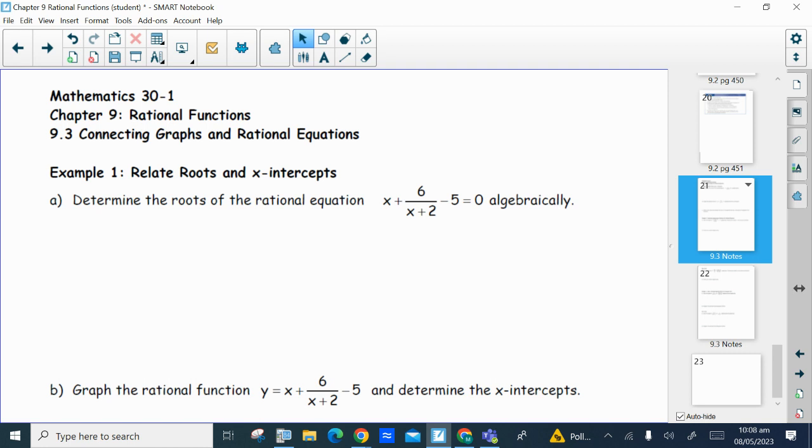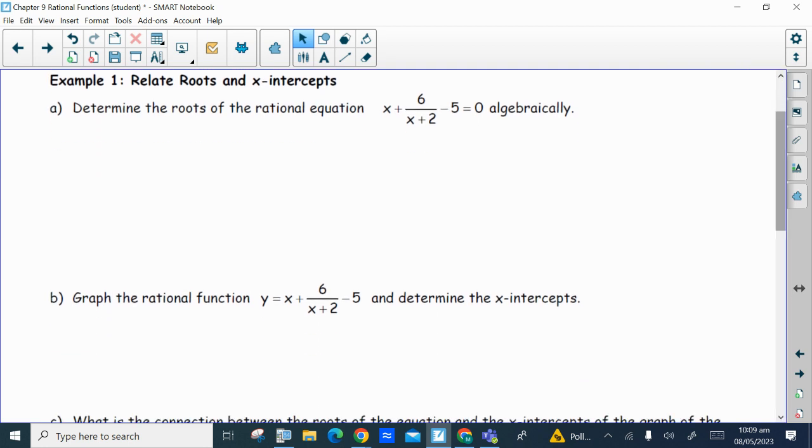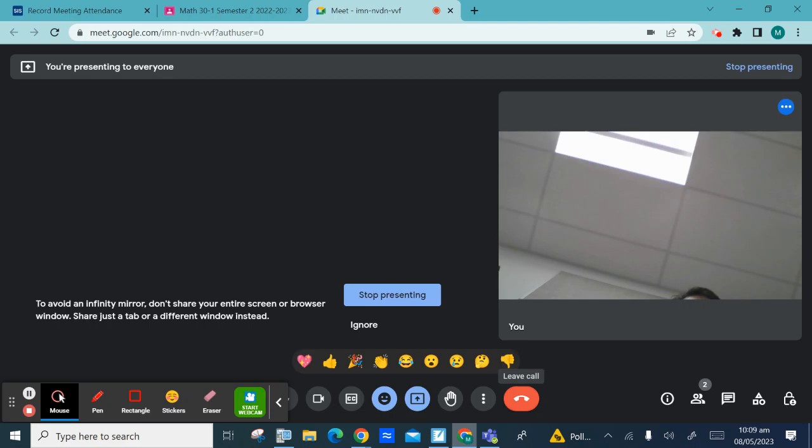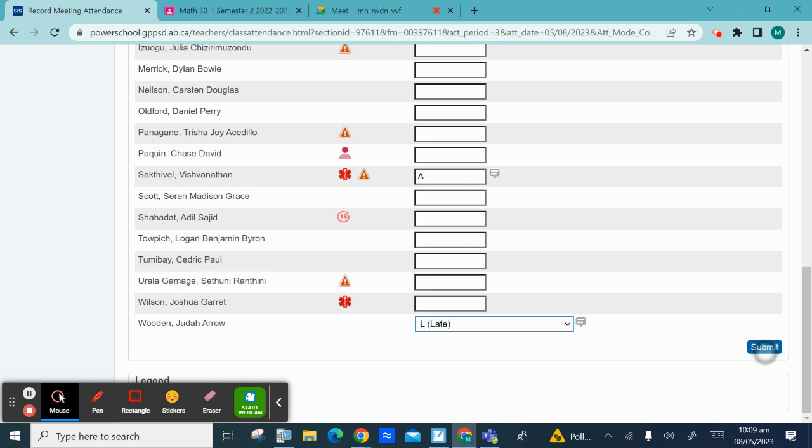The first question says determine the roots of the rational equation (x + 6)/(x + 2) - 5 = 0 algebraically. There have been questions on diploma exams on written response where they'll ask you to solve an equation, determine the solutions to an equation, which again means you have to show all your work. That's what the word determine means. Show your work as to where you got your answer from.